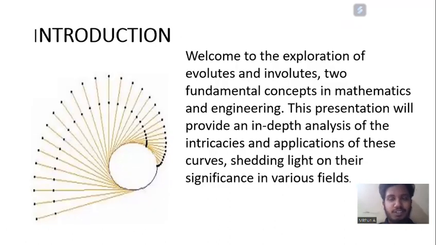Welcome to the exploration of evolutes and involutes, two fundamental concepts in mathematics and engineering. This presentation will provide an in-depth analysis of the intricacies and applications of these curves, shedding light on their significance in various fields.